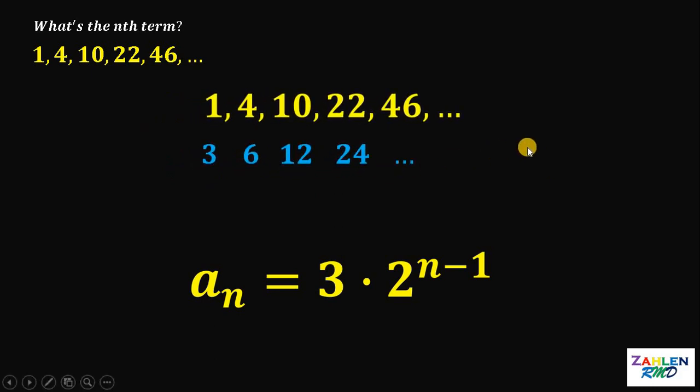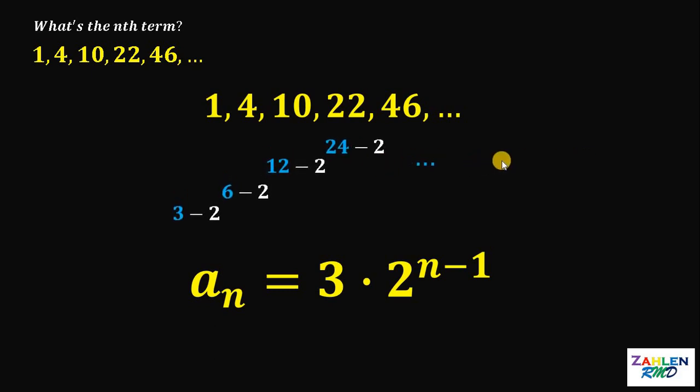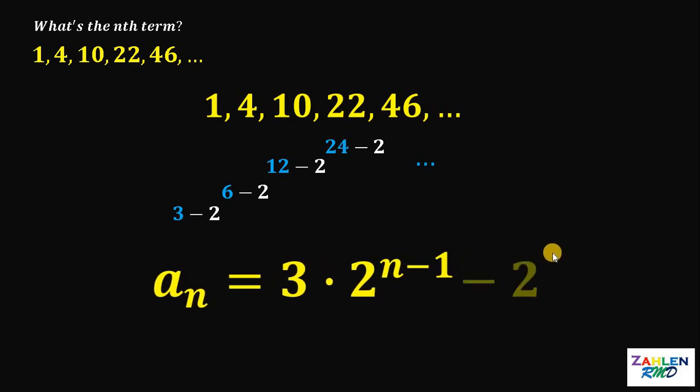Notice that to get 1, we subtract 2 from 3. And to get 4, we need to subtract 2 from 6. To get 10, we need to subtract 2 from 12. And to get 22, we need to subtract 2 from 24. And it keeps going. Therefore, the nth term of the sequence must be equal to 3 times 2 raised to n minus 1, minus 2.